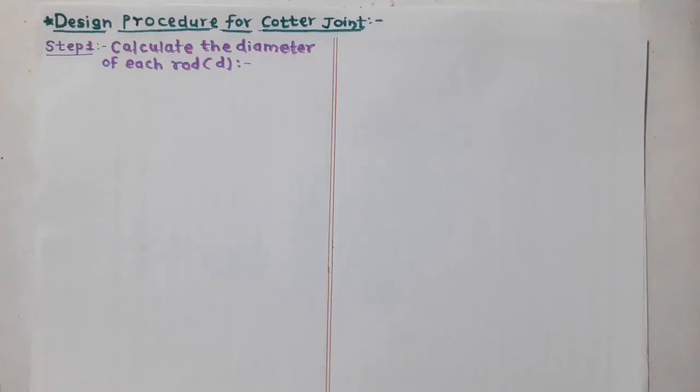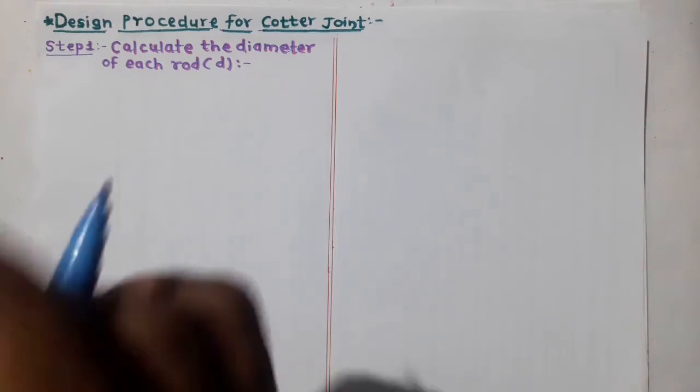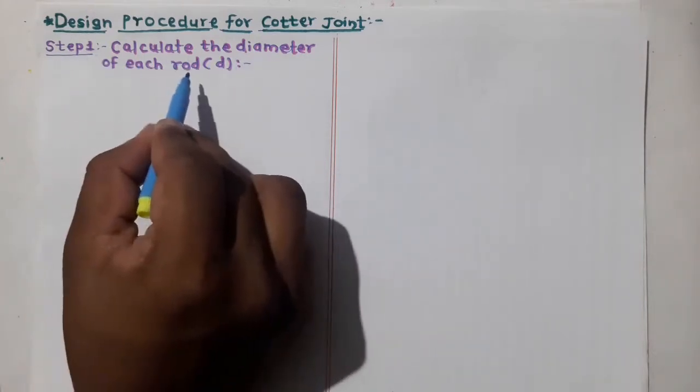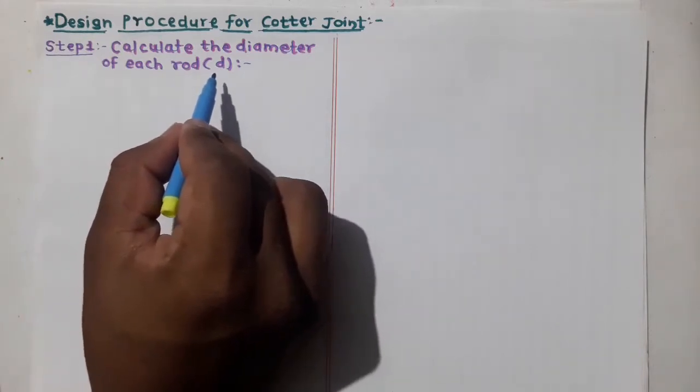I welcome you all. In this video, I'm going to explain the design procedure for quarter joint. So let us start with step number 1. Calculate the diameter of each rod, which is denoted by letter small d.